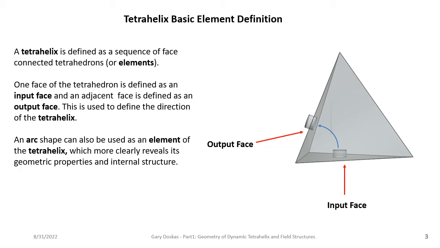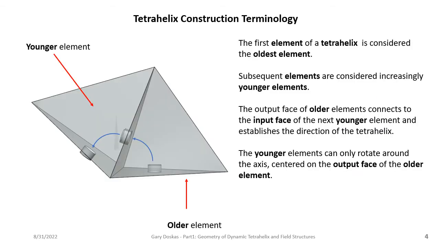Tetrahelix basic element definition. A tetrahelix is defined as a sequence of face-connected tetrahedrons, or elements. One face of the tetrahedron is defined as an input face and an adjacent face is defined as an output face. This is used to define the direction of the tetrahelix. An arc shape can also be used as an element of the tetrahelix, which more clearly reveals its geometric properties and internal structure.